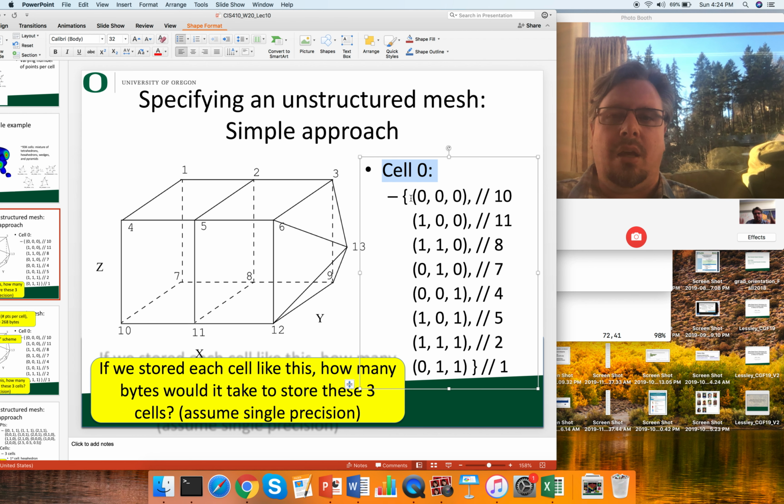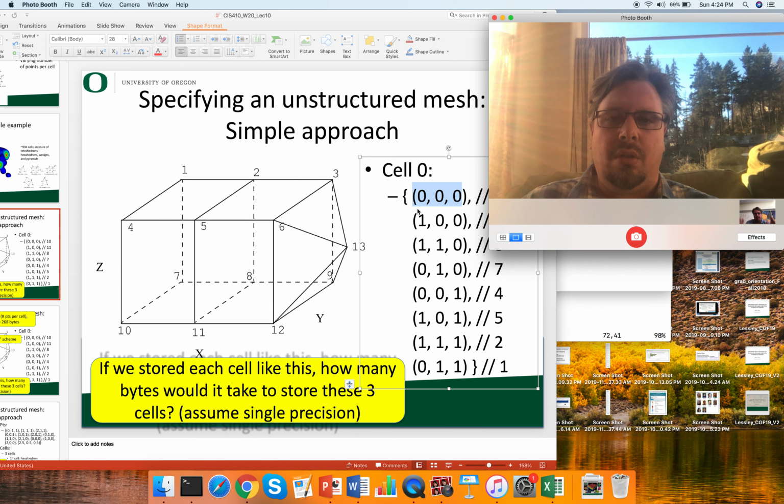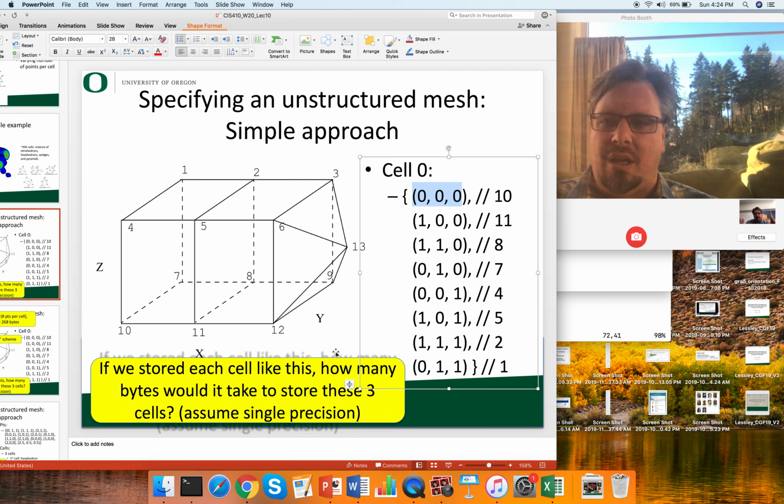And then for each of the vertices, what are the locations? And so the question is, how many bytes would this take? I actually haven't looked at the next slide, although I can see a little 268 right there. But let's see if I can get that.